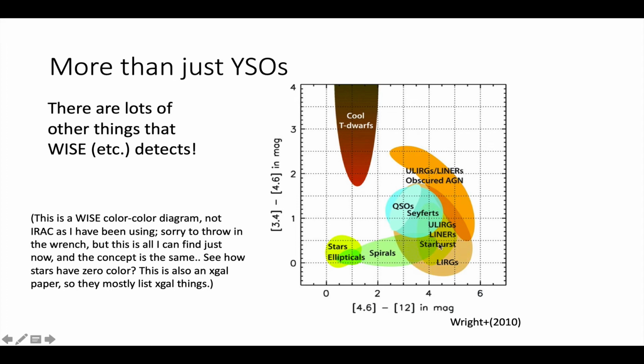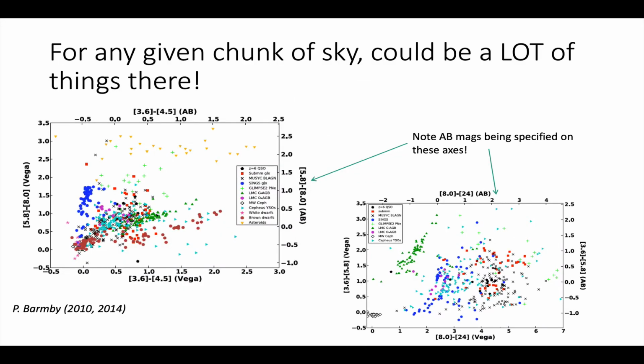But you can see all of these objects here have colors comparable to young stars that are in our galaxy, because it's star formation just in other galaxies. So for any given chunk of sky, there really could be a lot of things there.